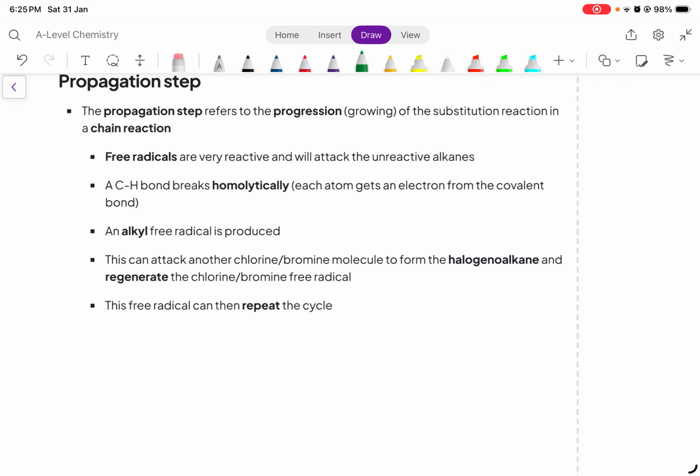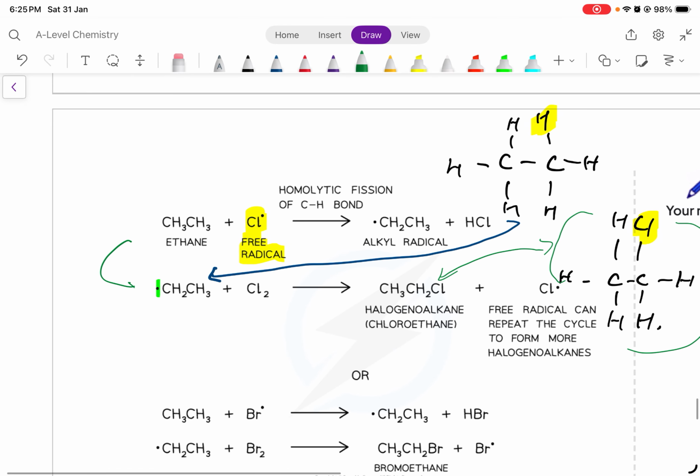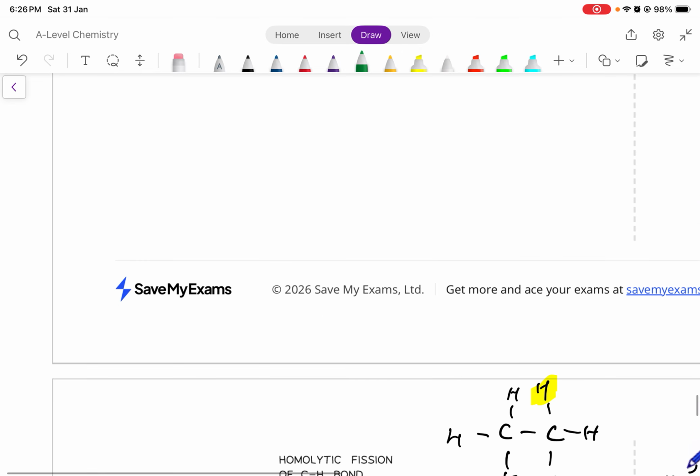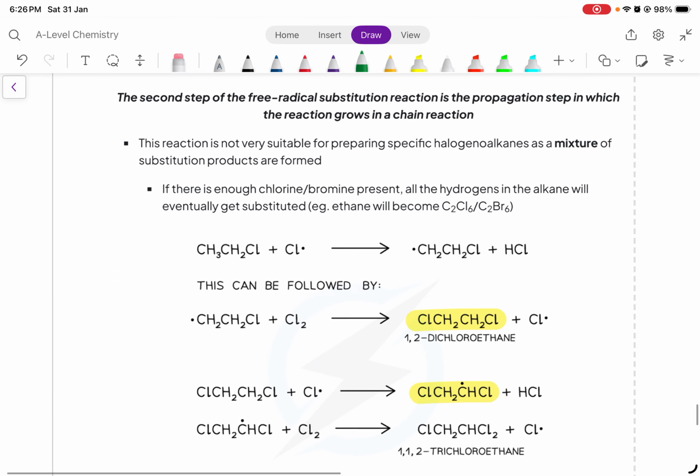So remember, chain reaction is just having a reaction repetitively. For example, I do this substitution, I do it from here to here, and then it goes back to this process and does it again here. This is the so-called chain reaction. It just keeps repeating. So it repeats the cycle for the free radical.